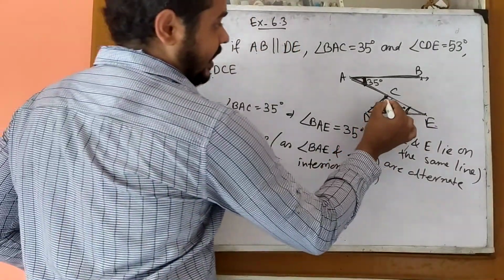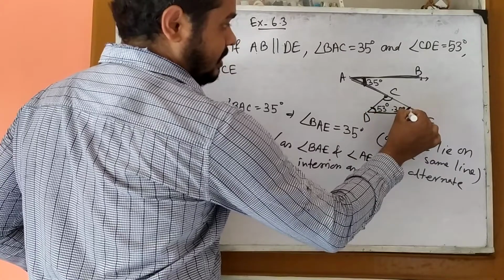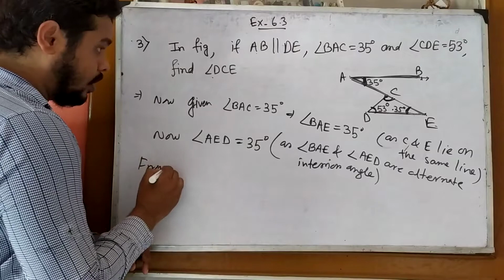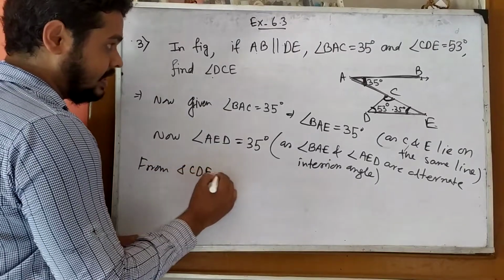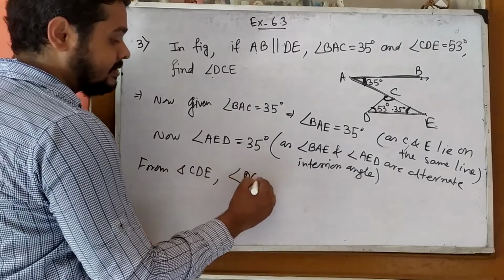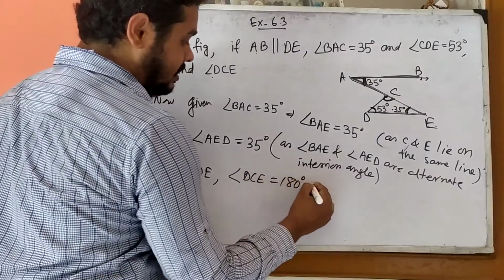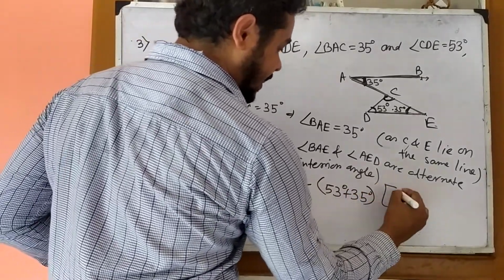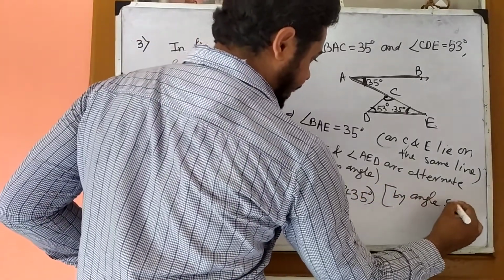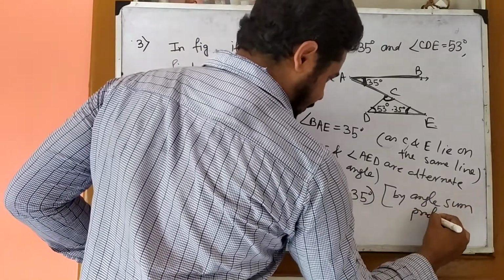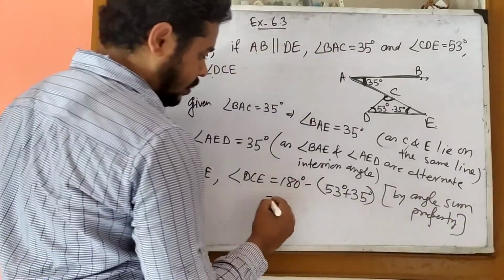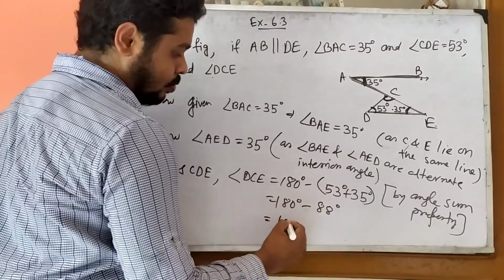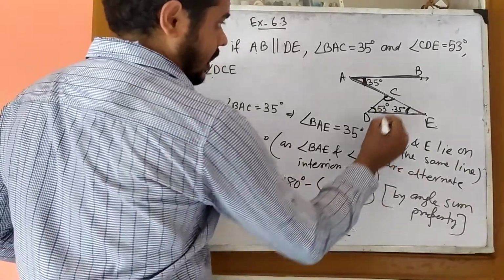So clearly we can find this angle, this one is 53, this one is 35. Therefore this one will be 180 minus the sum of these two angles. Now from triangle CDE, angle DCE equals 180 minus the sum of these two angles, that is 53 plus 35. By which property? By angle sum property. Okay. Now 180 minus 88, that is 102 degrees is our answer.